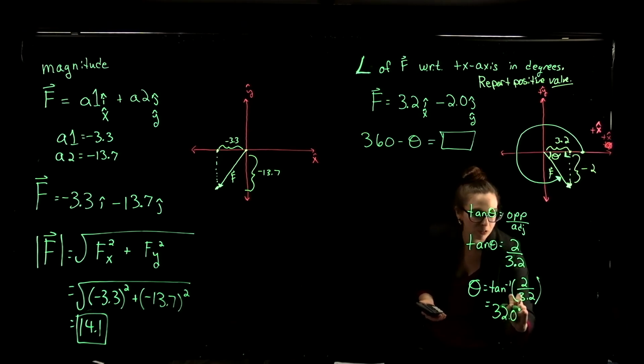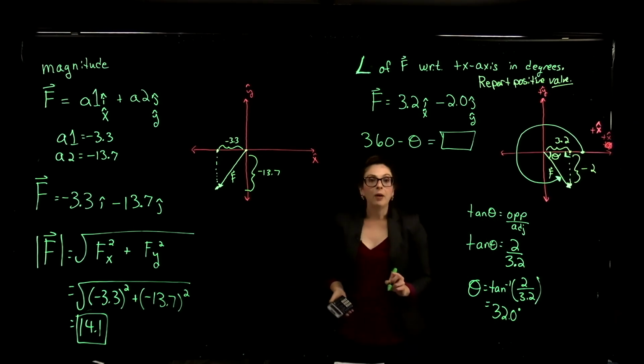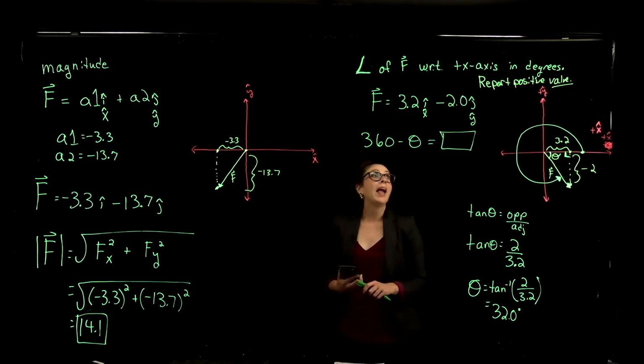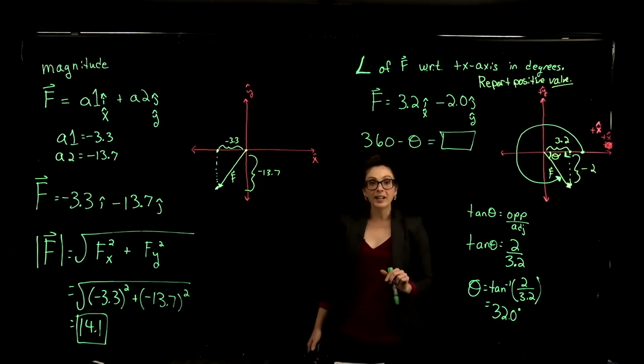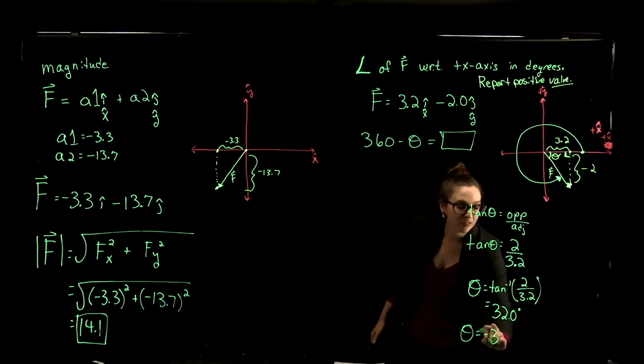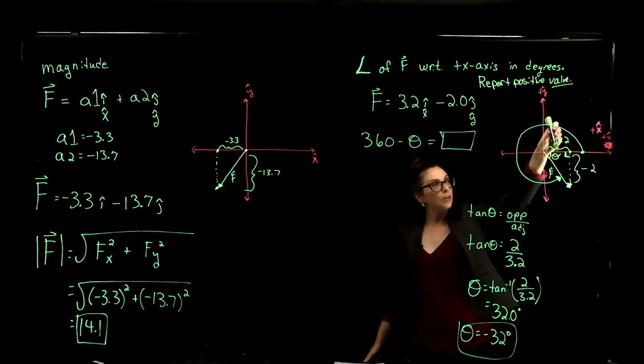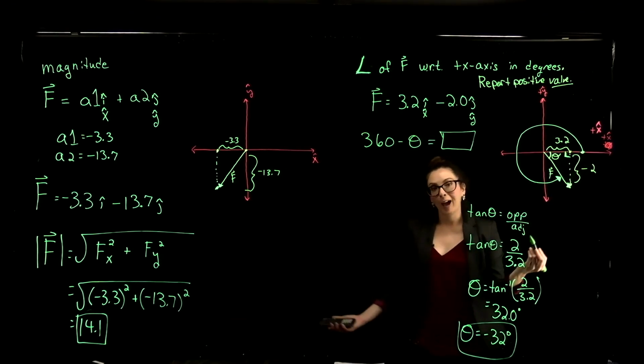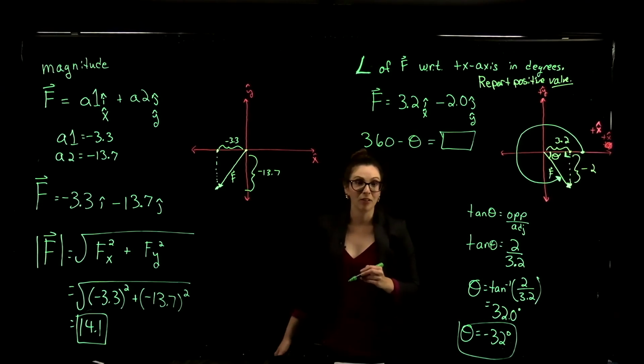32 degrees. Now, if I were going to report my angle with respect to the positive x-axis, I could say that this angle is negative 32 degrees, because I have to go 32 degrees clockwise, which has the convention of having a negative sign for the angle with respect to the positive x-axis.